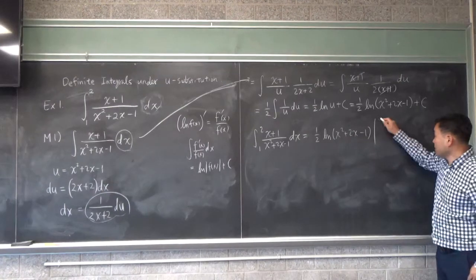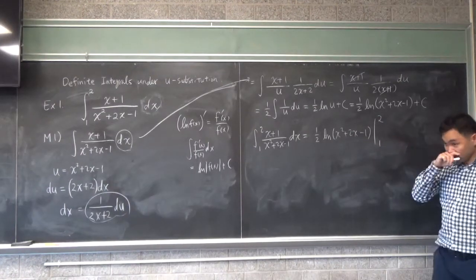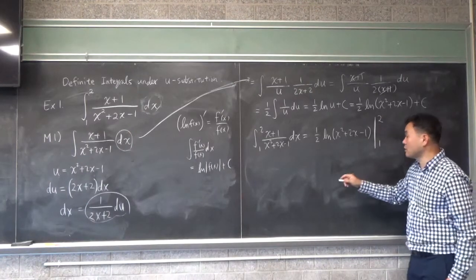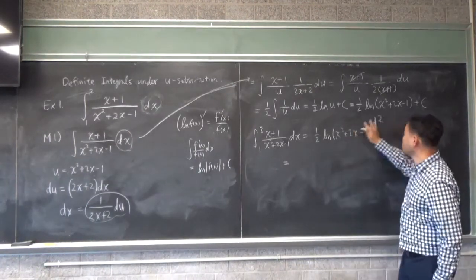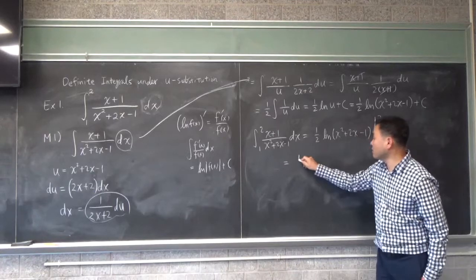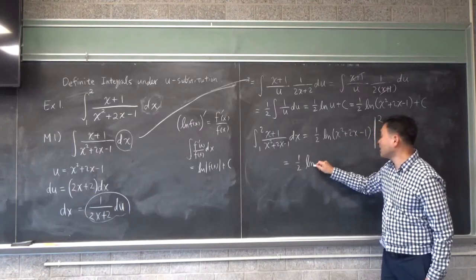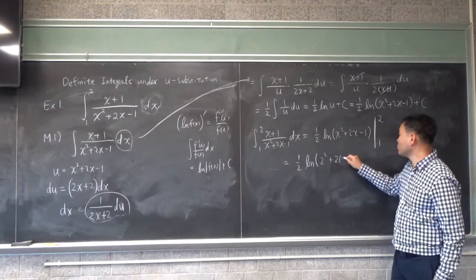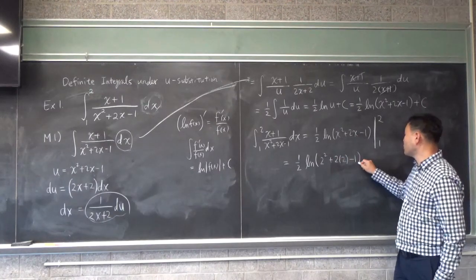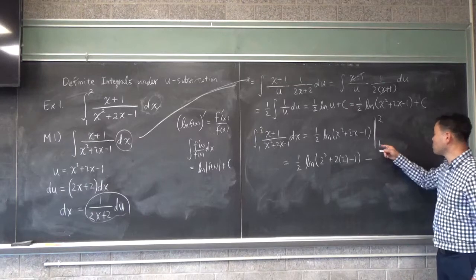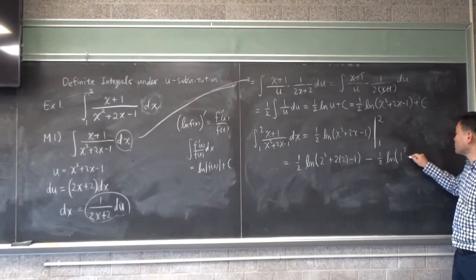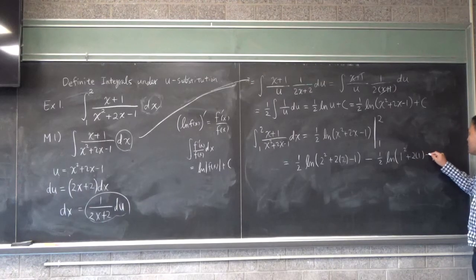And then we plug in the endpoints 2 and 1. Now this symbol here, this bar with 2 and 1, means you put the 2 in. So that's 1/2 ln of 2 squared plus 2 times 2 minus 1, minus, and you put the 1 in. So 1/2 ln of 1 squared plus 2 times 1 minus 1.